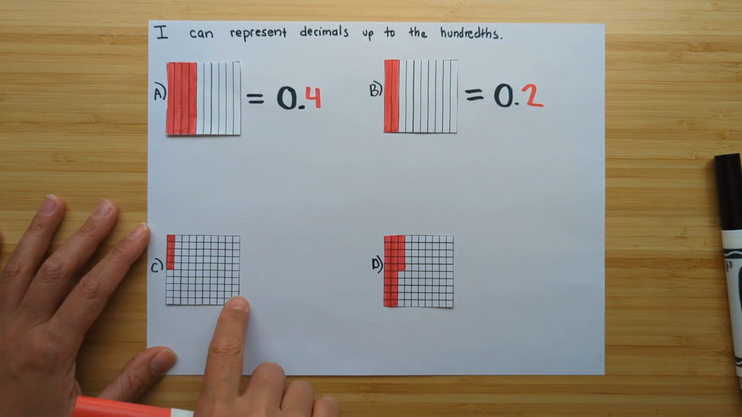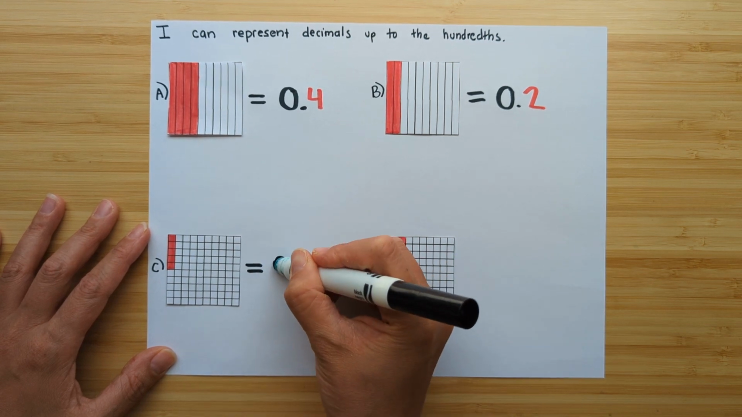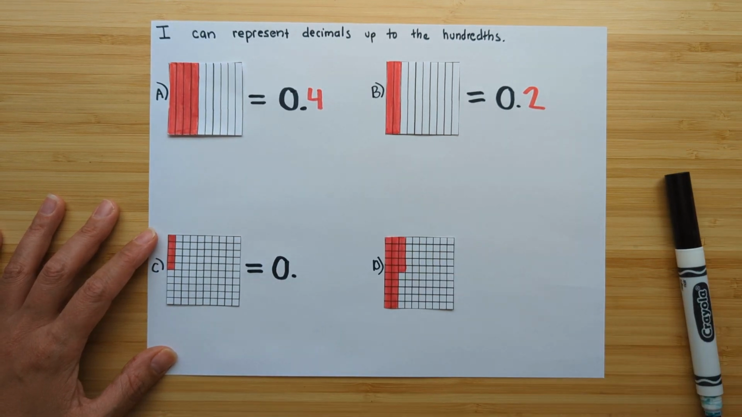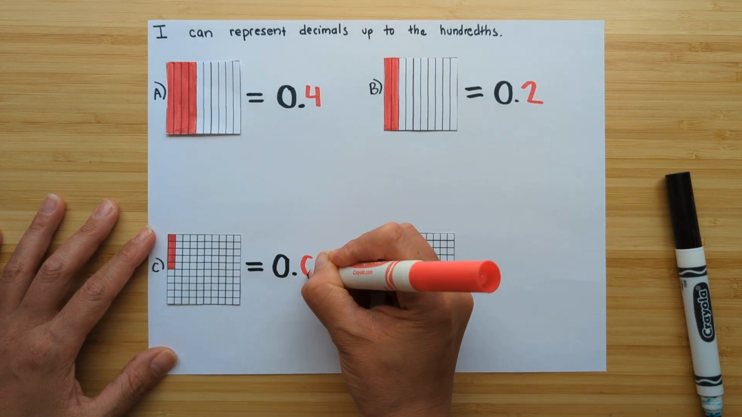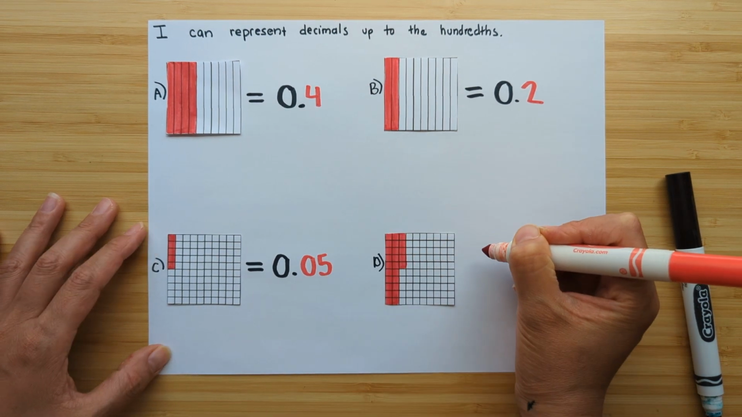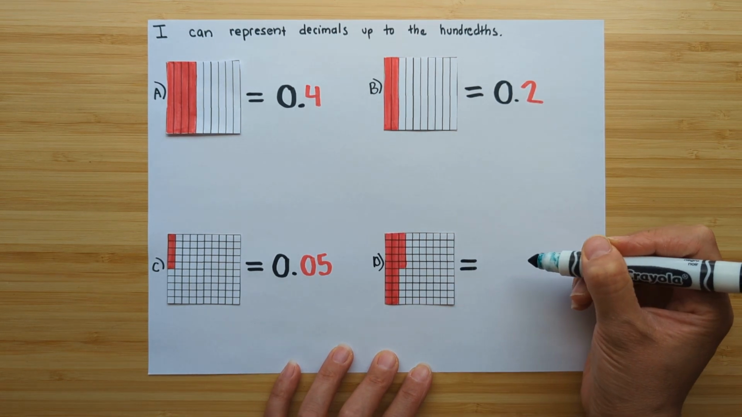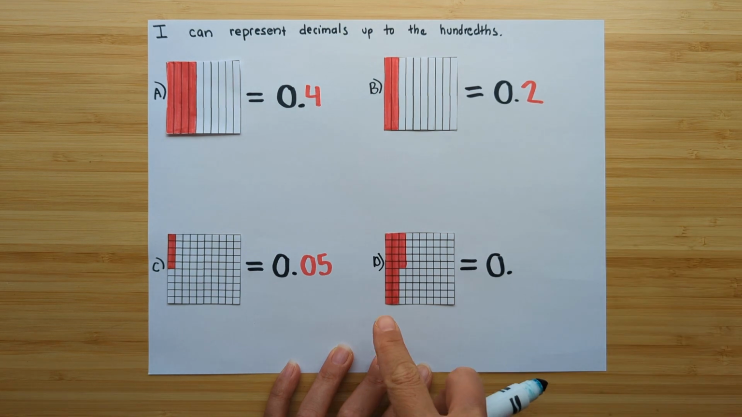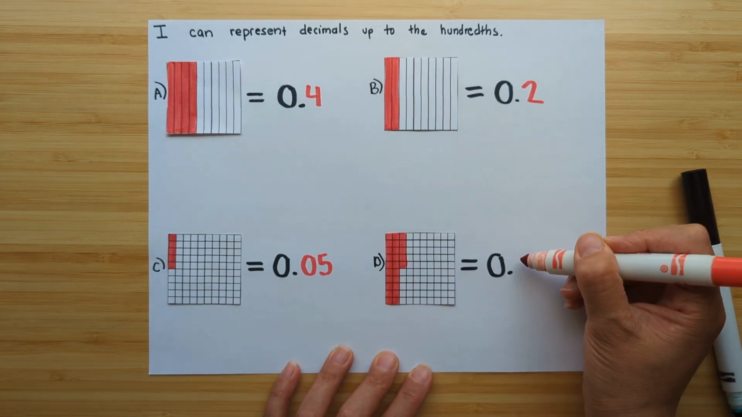Let's look at C. I know this is a hundredths grid because there are 100 equal parts. Let's count how many hundredths are being represented. 1, 2, 3, 4, 5. So that's 5 hundredths. And then for D, I know it's a hundredths grid because it has 100 equal parts. 10, 20. 1, 2, 3, 4, 5. 25 hundredths.